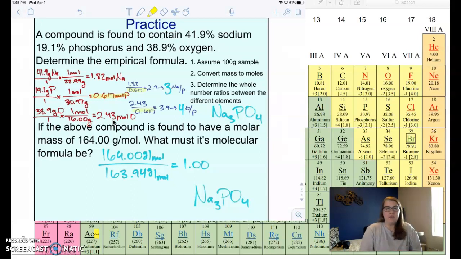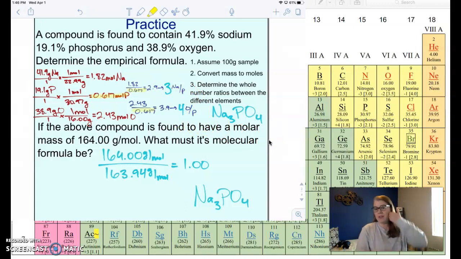So when I did that for the sodium and the phosphorus, I got the number of 3, which basically means there's 3 sodiums to 1 phosphorus. When I did the same thing with the oxygen, so the smaller number divided by the oxygen number, I got 4, which means there's 4 oxygen per phosphorus. So 4 oxygen per phosphorus, 3 sodium per phosphorus, I got out Na3PO4.